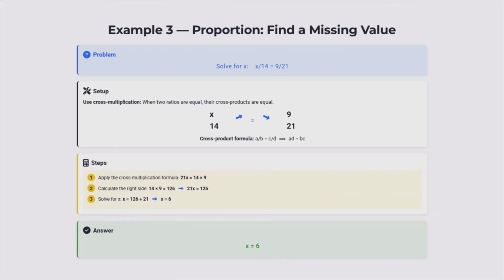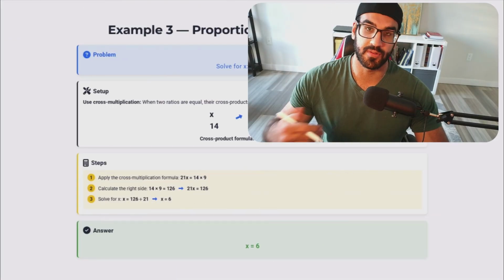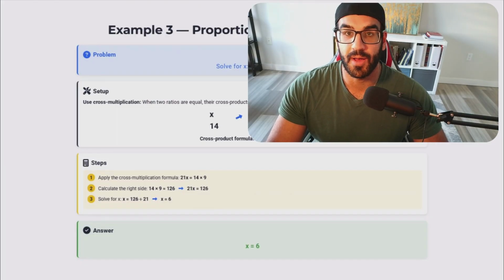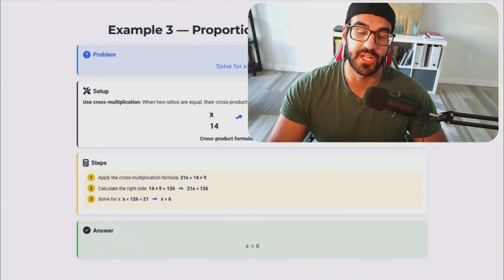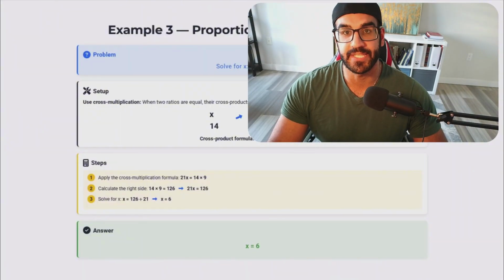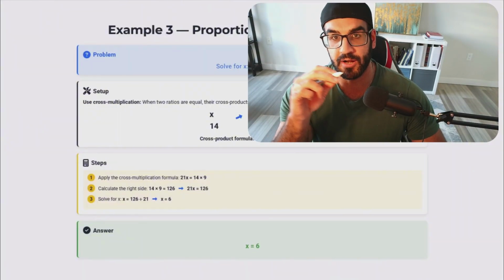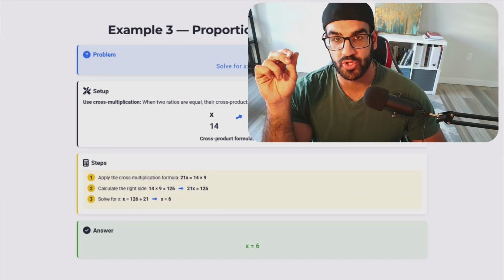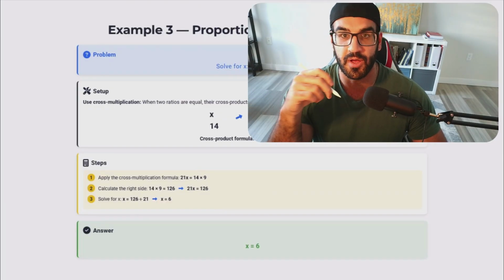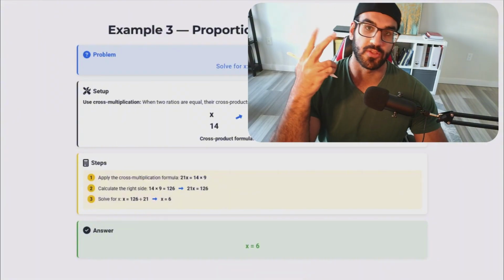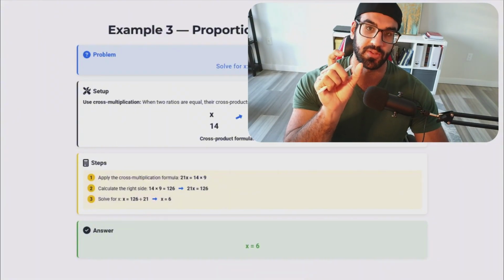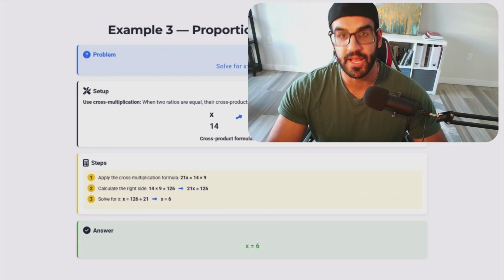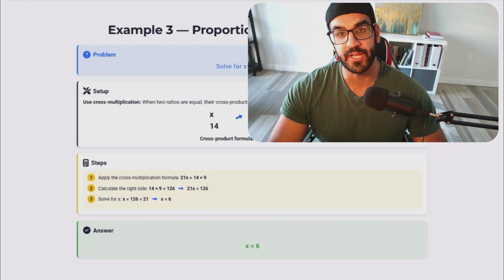Let's look at another question. Proportion, find the missing value. If you remember the last video, we talked about cross multiplication. Cross multiplication is a way to work when you have two fractions that are equal. You multiply one numerator by the other denominator, and the other numerator by the first denominator. This way, instead of two fractions, you have an equation with one term on one side and another term on the other side, and based on this you can find the missing value.